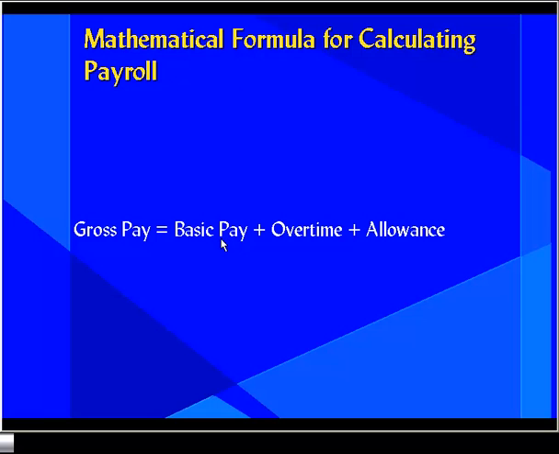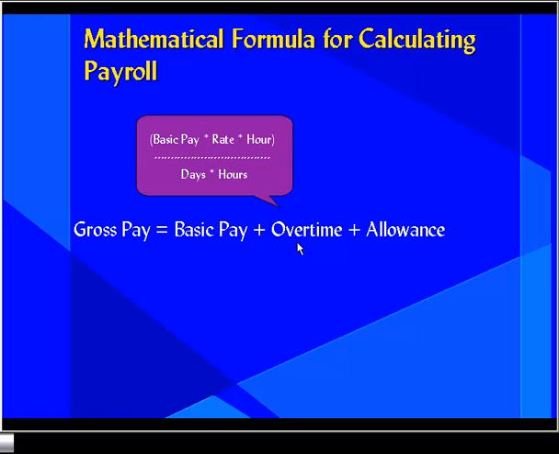The basic pay is determined by whether the employee is being paid monthly, daily, hourly, or even piece rated. Overtime represents additional hours that the employee put in apart from the normal work hours. So the formula for calculating overtime is as follows. You take the basic pay, multiply by the rate of overtime, multiply by the number of hours of overtime, and then this is divided by the number of days in the month and the number of hours in the day.